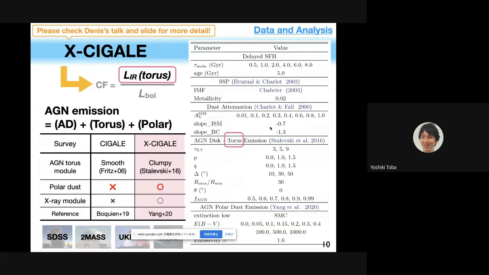Again, for the SED fitting, we utilized X-CIGALE. As Dennis mentioned, and also summarized in this table, X-CIGALE incorporates a clumpy torus model and also polar dust emission as AGN templates. Parameter ranges used in the SED fitting are summarized in this table. But here, let me remind that AGN emission consists of the AGN accretion disk, dust torus, and AGN polar emission. Our SED fitting with X-CIGALE can extract only the torus emission that is directly used for the estimate of covering factor. Again, we used these data for the SED fitting.